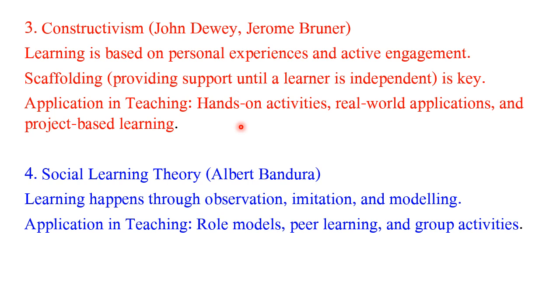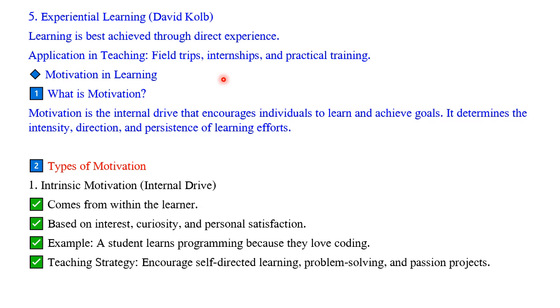Fourth one is social learning theory. Albert Bandura, the scientist, says learning happens through observation, imitation, and modeling. Application in teaching: role models, peer learning, and group activities. Fifth one is experiential learning. It is also called David Kolb's theory. Learning is best achieved through direct experiences. Application in teaching: field trips, internships, and practical training.